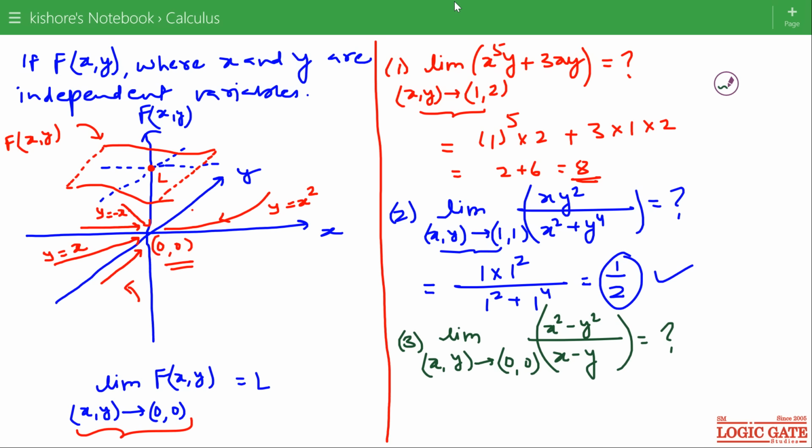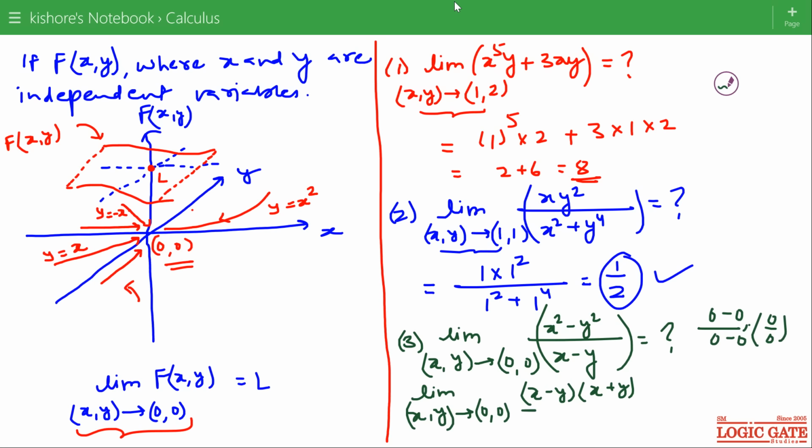If I directly substitute the limits, then this will be 0 minus 0 divided by 0 minus 0, that is 0 by 0, or indeterminate form. So to solve this problem, let's try to find out the factors of the numerator. See, x square minus y square can be written as x minus y into x plus y divided by x minus y.